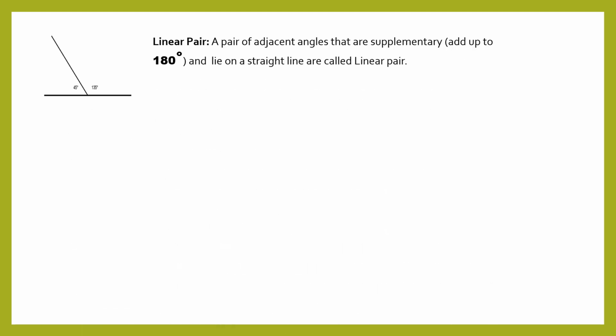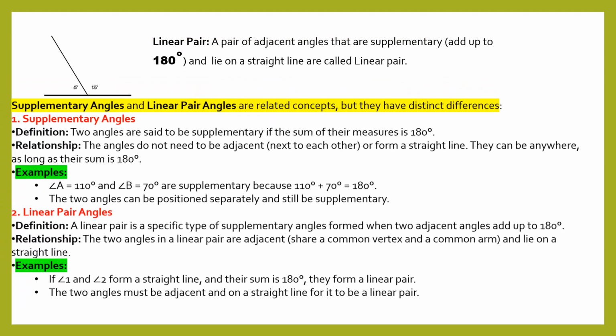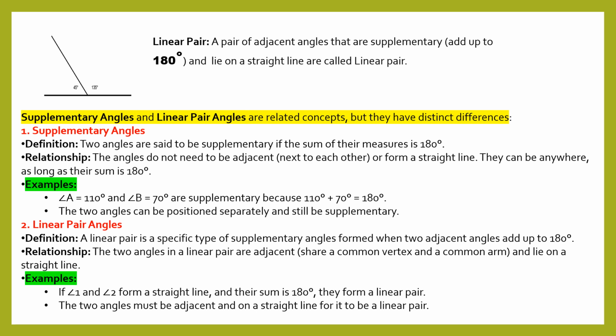Next, we have the linear pair. Now, a pair of adjacent angles that are supplementary, that is, they add up to 180 degrees and lie on a straight line is called a linear pair. Now, you must remember that there is a difference between supplementary angles and linear pair angles. Supplementary angles and linear pair angles are related concepts. However, they have their differences.